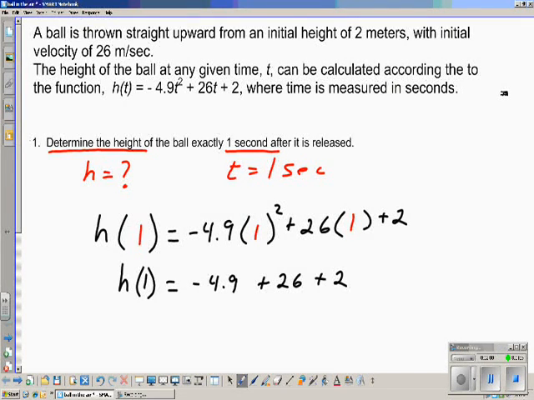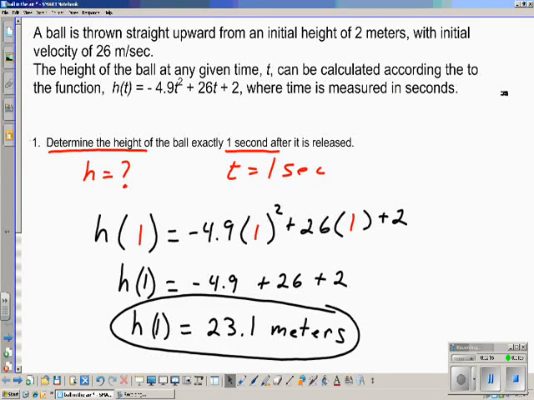And the trick to this is that when the problem was given to us, we identify what was given, in this case the time, and what is being asked for, in this case the height. And that way we can put our variables in where they belong. We find here that the height at 1 second is 23.1 meters in the air. And that's the first question.